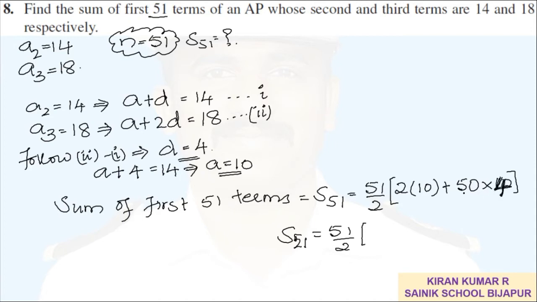So it is 200 plus 20, 220. So we get it as 51 times 110. On multiplication, we get it as 5610.